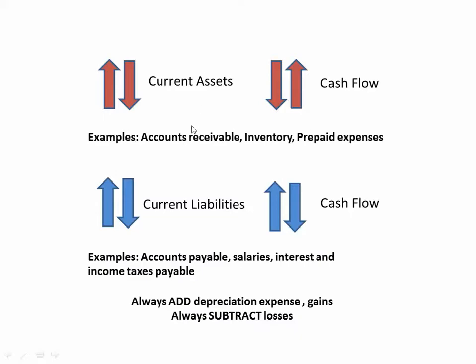Examples of current assets: accounts receivable, inventory, prepaid expenses. Examples of current liabilities: accounts payable, salaries, interest, and income taxes payable. Always add depreciation expense, gains, and always subtract losses. There's more items, and we'll learn that more in intermediate accounting. You'll have other items such as premium on bonds, discount on bonds. And we'll get to that in the actual net cash flow chapter.